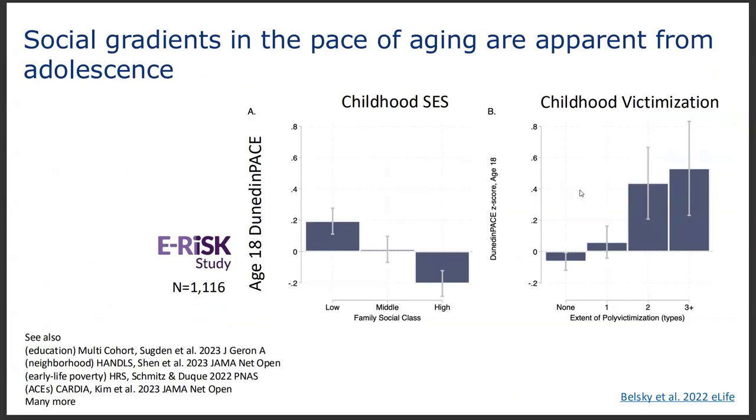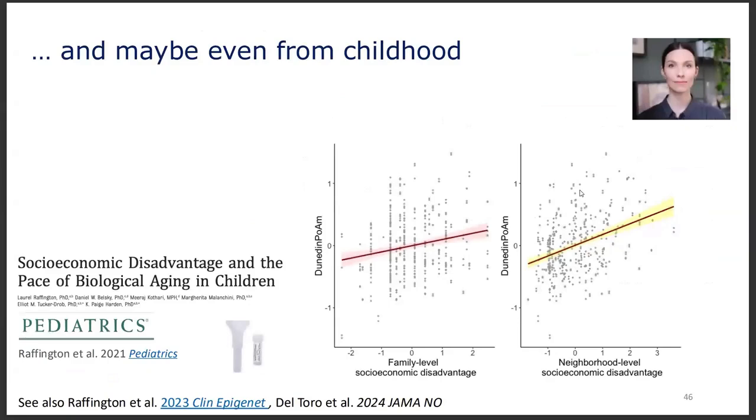It's an effect size about 0.4 from kids who grew up poor to kids who grew up wealthier. And this is blood sampled at age 18. And this is childhood victimization, an even larger effect size. So they're sensitive to things that we think might drive differences between people in aging.